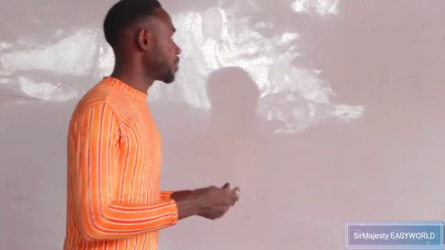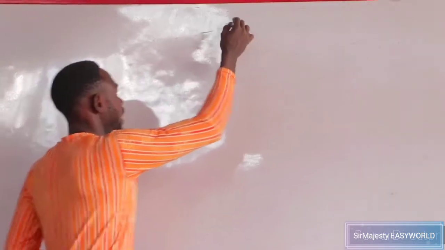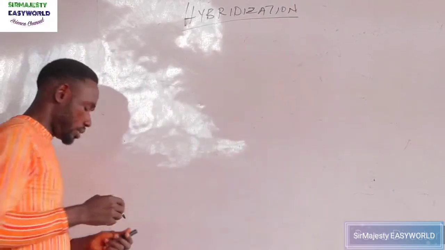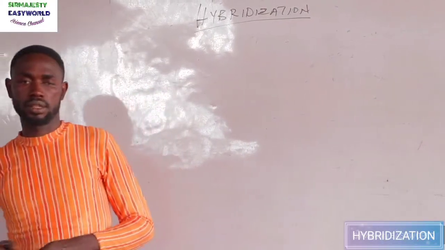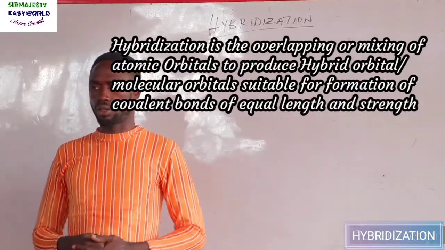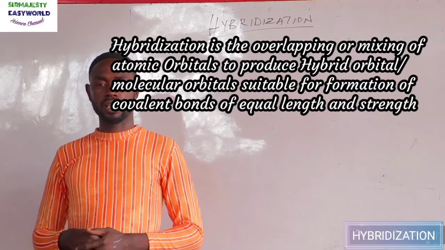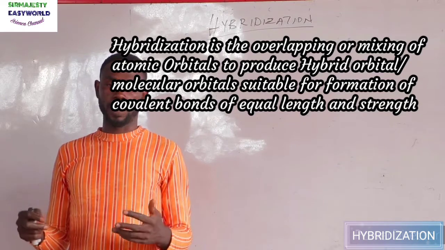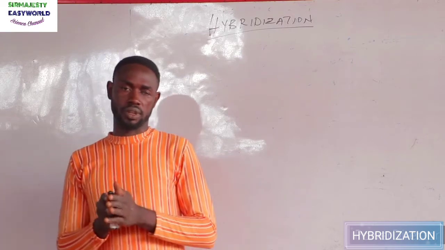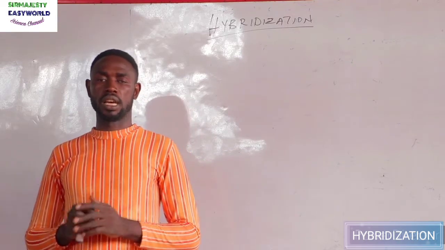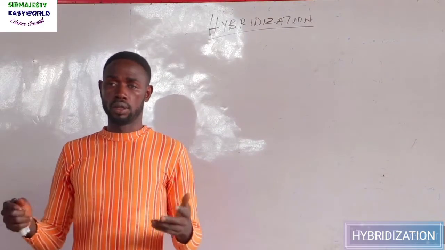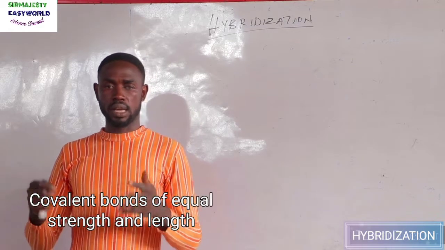So in this aspect in chemistry, you will write the topic first: hybridization. By definition, hybridization is the mixing or the overlapping of atomic orbitals to produce hybrid orbitals or molecular orbitals. These hybrid orbitals are similar in energy and shape, and they are suitable for formation of covalent bonds. Remember, this hybridization is very important and necessary in organic chemistry, because it enables carbon to exhibit tetravalency and gives carbon its ability to form bonds of nearly equal strength and length.